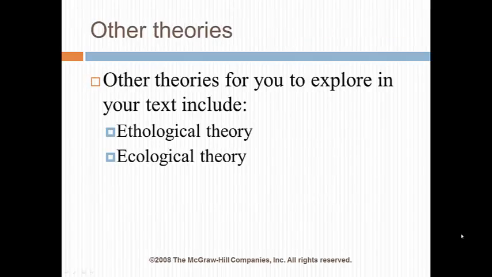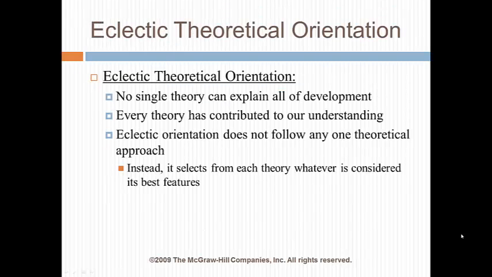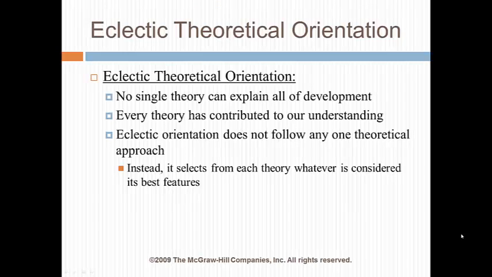Other theories for you to explore in your text include the ethological theory, which is characterized by critical or sensitive periods in development, and the ecological theory, which proposes that development reflects the influence of 5 environmental systems. Finally, the eclectic theory supposes that no single theory can explain all of development, and that every theory has contributed to our understanding. Eclectic orientation does not follow any one theoretical orientation. Instead, it takes the best from the best, if you will.